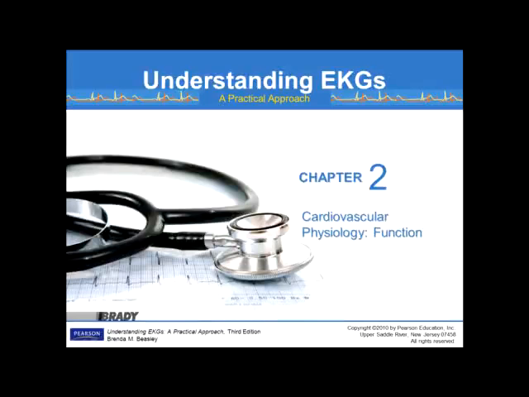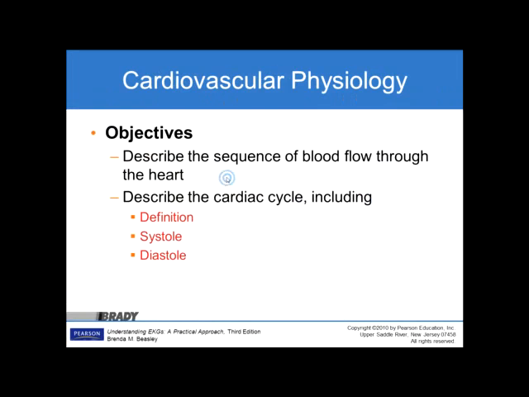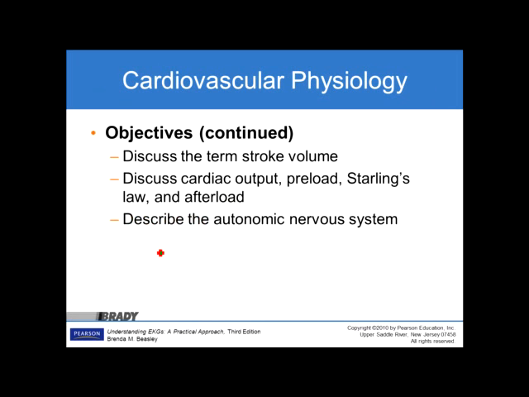This is going to be Understanding EKGs, Chapter 2. And the objectives in this chapter are going to be: describe the sequence of blood flow through the heart, describe the cardiac cycle, including the definition of the cardiac cycle, systole and diastole, discuss the term stroke volume, discuss cardiac output, preload, Starling's law, and afterload, and describe the autonomic nervous system.